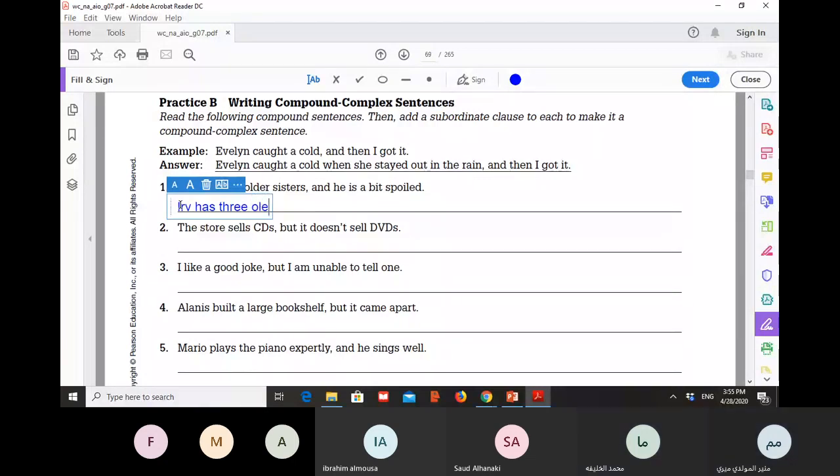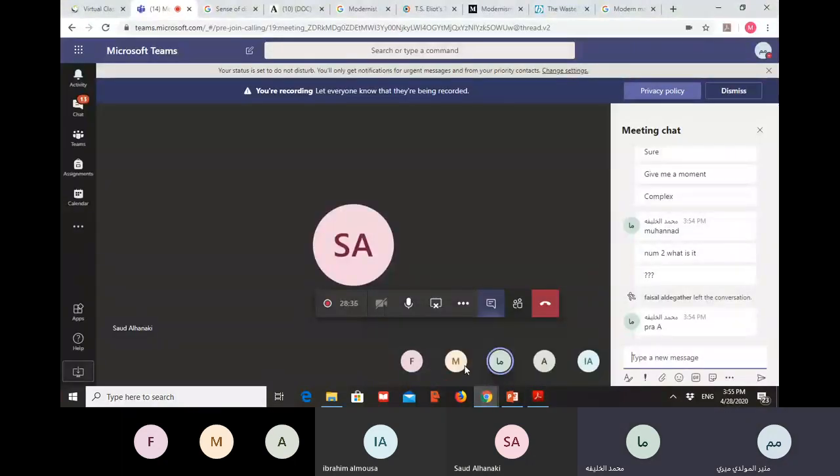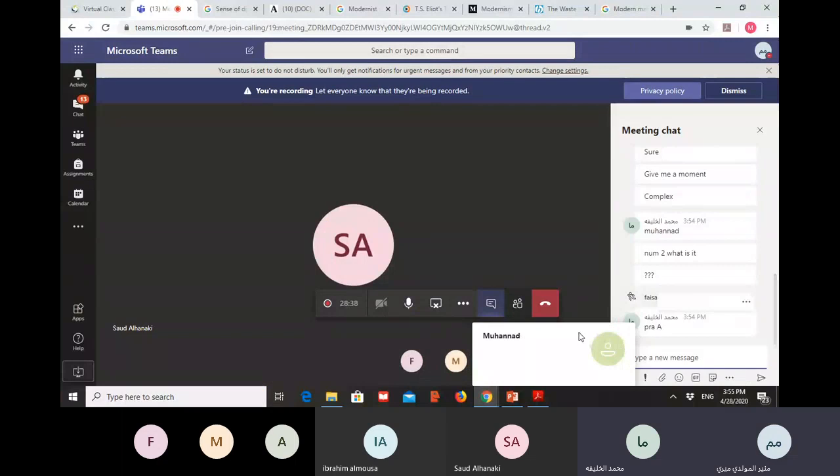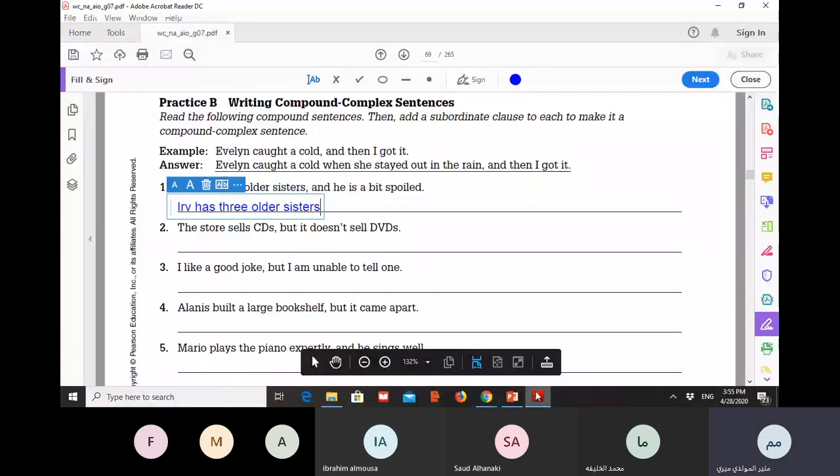What do they do? I have the answer. Yeah, Muhammad Khalifa, you were asking about number 2. Which number 2? Of practice A? Number 2, practice A, we said it is a compound sentence. So, Arab has 3 older sisters.